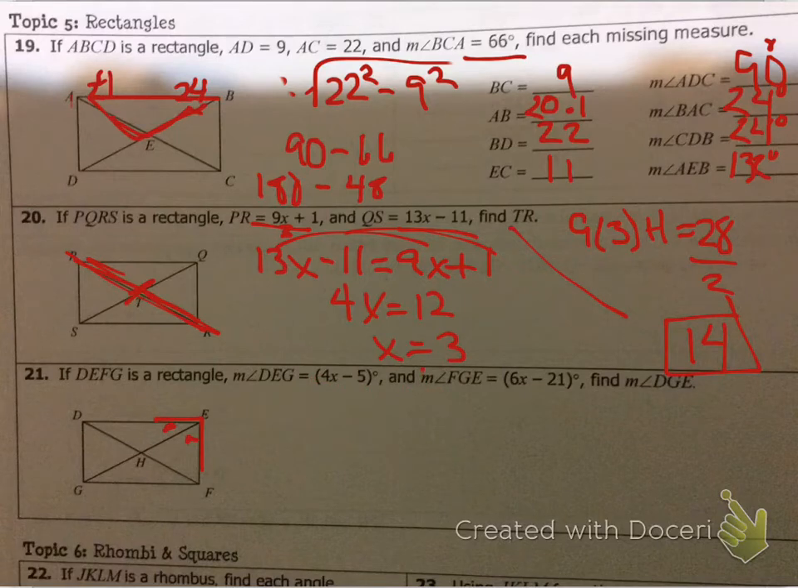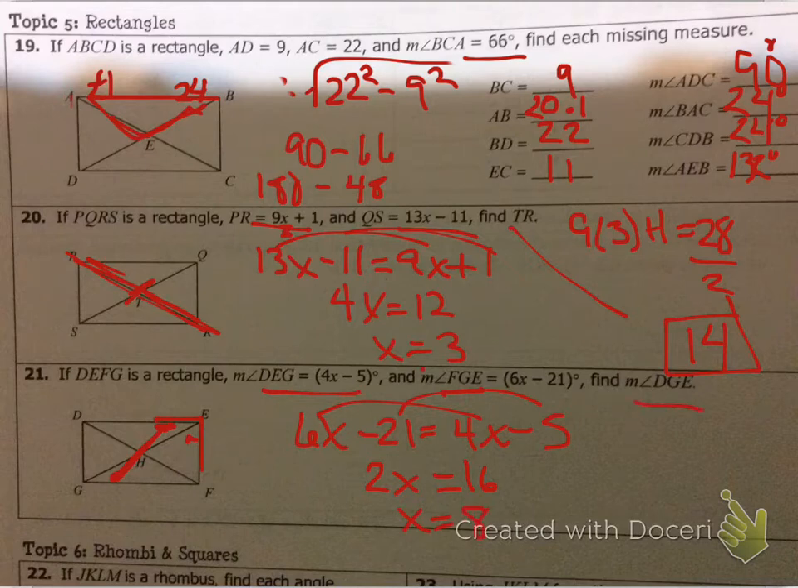Okay, so DEG is this one right here. FGE is this one right here. Those are opposite, so that means they're equal. And guys, more than likely, if you have to take a guess, they're probably going to be equal. You'll probably be more right than you're wrong. Okay, so variables to the left, numbers to the right would give me 2x is equal to 16. So x is equal to 8.